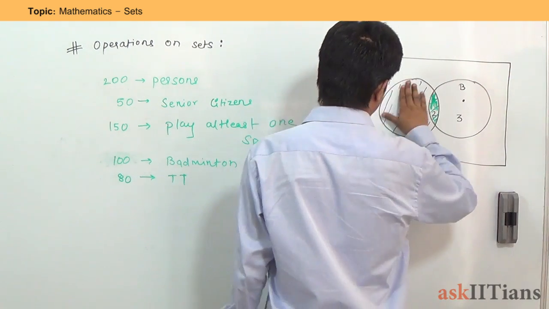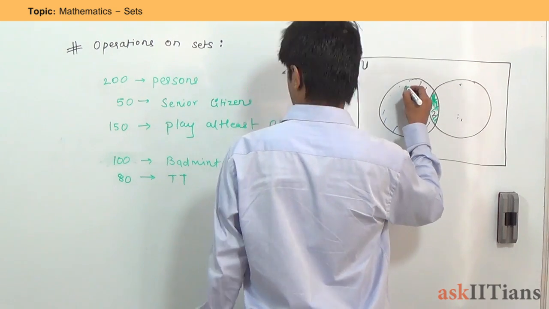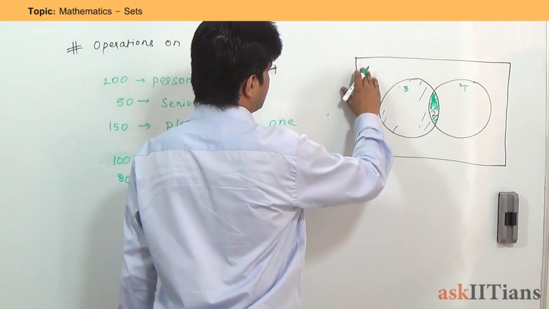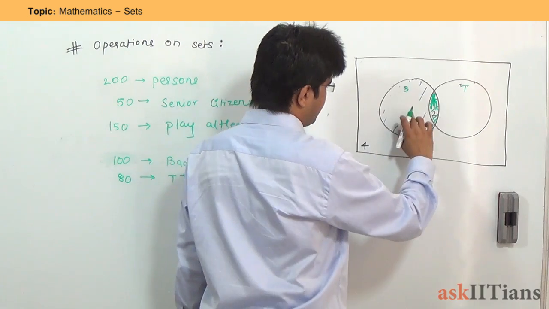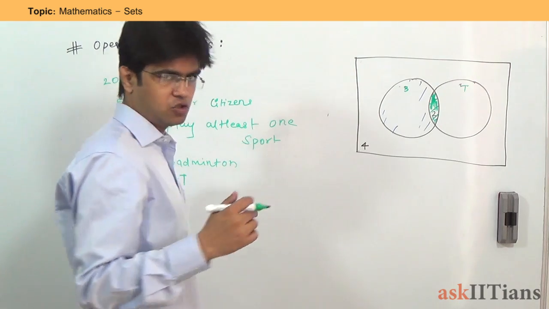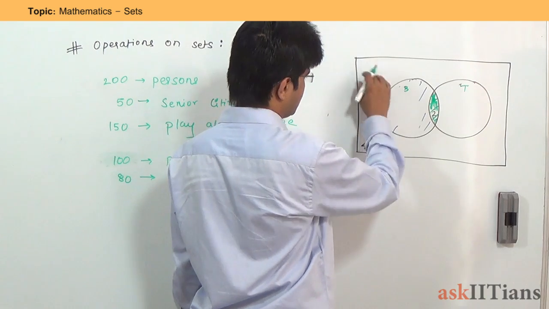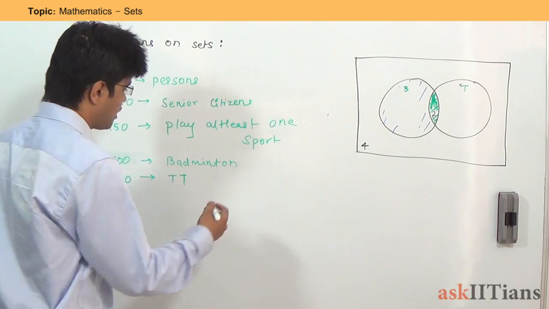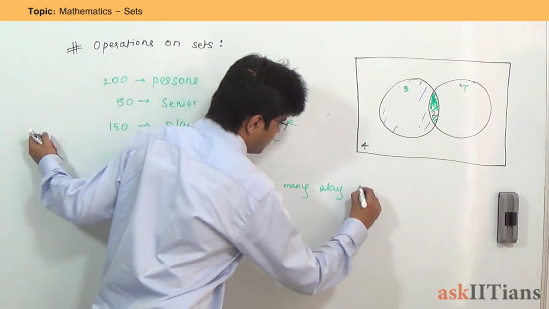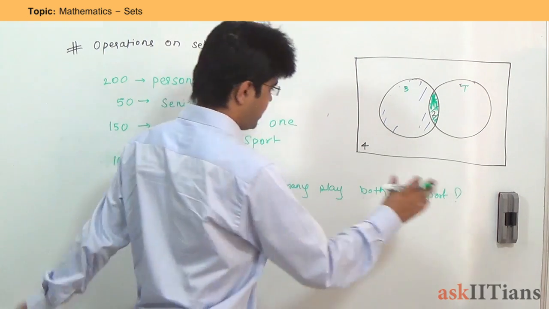Now let's see here. This is the set of people playing badminton. This is the set of people playing table tennis. This area, these persons play both table tennis and badminton. And this area, the area number 4, these are the persons who do not play any sport. So we need to find how many people are playing both sports.